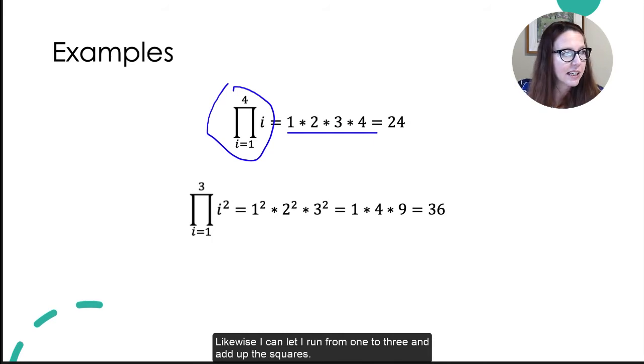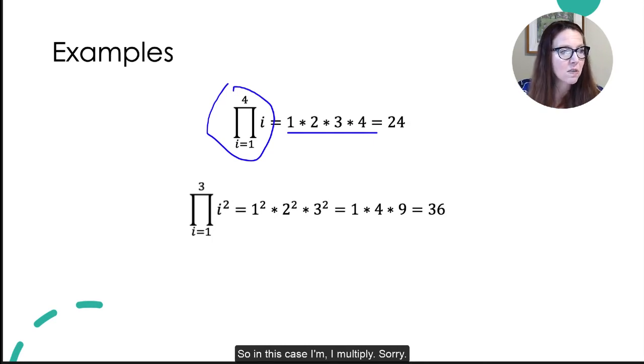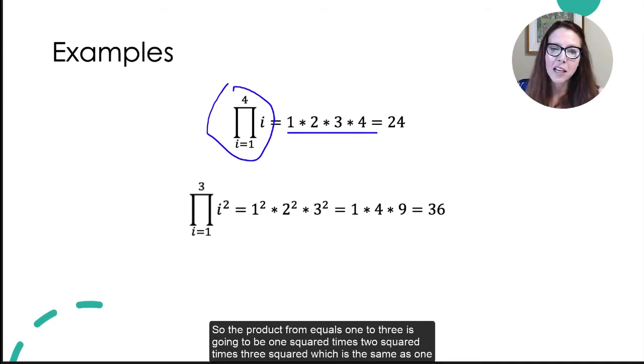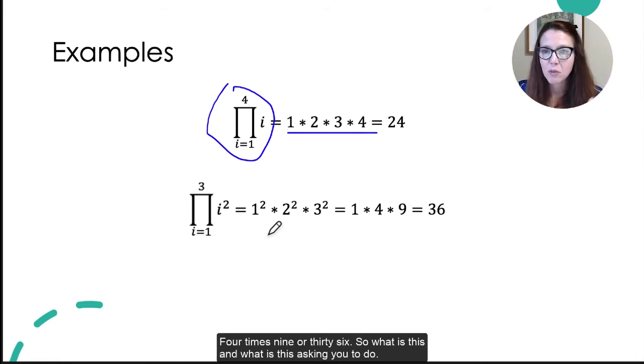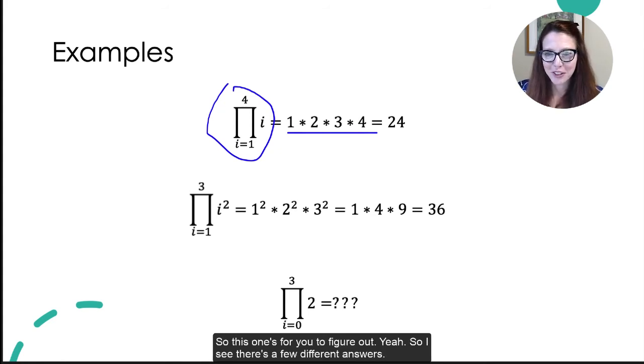Likewise, I can let i run from 1 to 3 and take the product of the squares. So the product from i equals 1 to 3 is going to be 1 squared times 2 squared times 3 squared, which is the same as 1 times 4 times 9, or 36. So what is this? And what is this asking you to do? This one's for you to figure out.